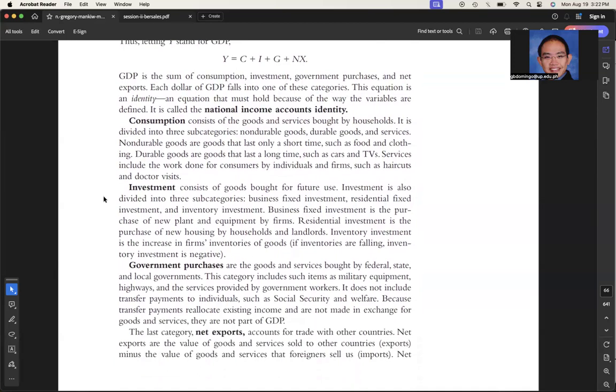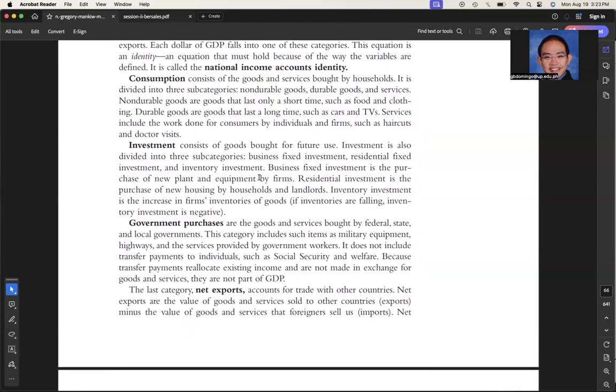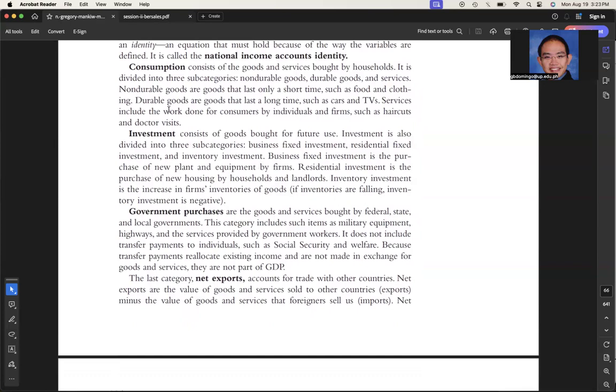So consumption consists of goods and services bought by households. Consumption is really about final goods and services bought by households. It's divided into three subcategories: non-durables, durables, and then services. Non-durable goods are goods that last only a short time, and they expire or rot. Durable goods are goods that last a longer time, such as cars and televisions, and services include the work done for consumers by individuals and firms, such as haircuts and doctor's visits.